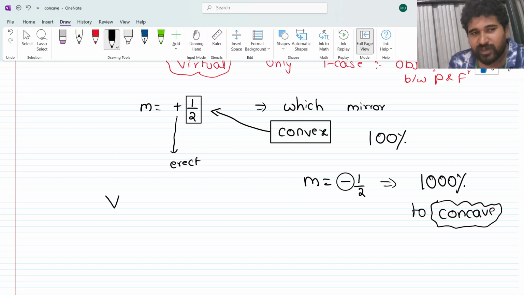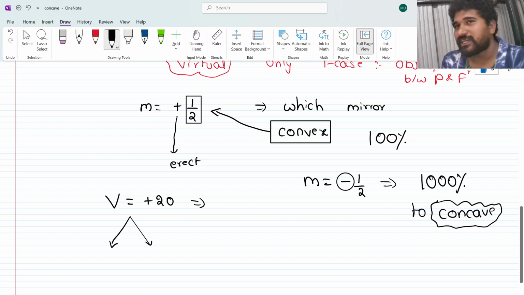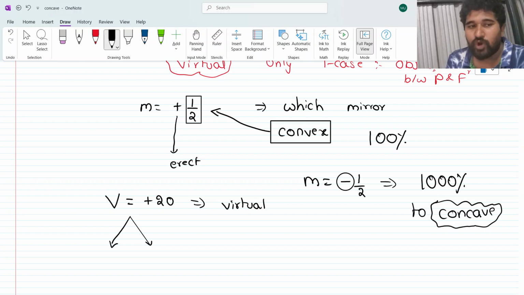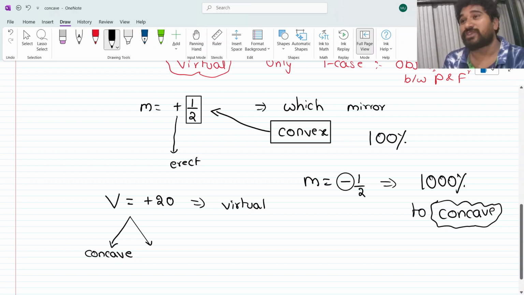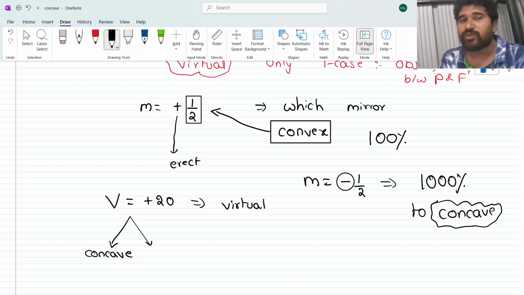Suppose I say the obtained V is plus 20. Which type of mirror is it, convex or concave? What type of image is it? Virtual. Virtual can form in both. So I cannot conclude from V, but M can conclude. Based upon M, I can conclude.